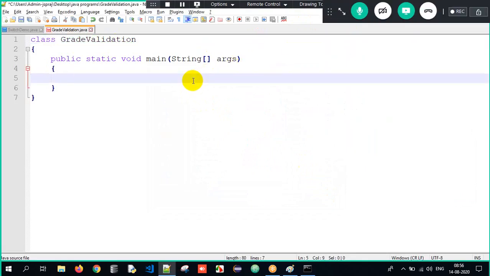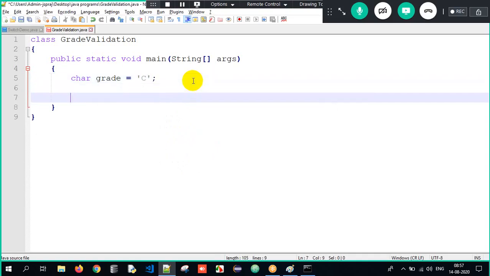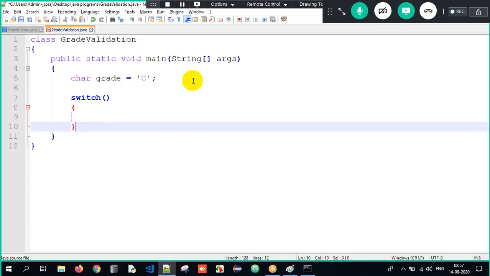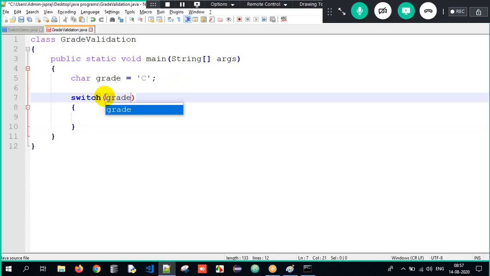Now I will take a variable. The variable is char. I'll take the variable name as grade equals C. What is the grade here? C grade. Now here I will write switch, open parenthesis, close, open curly braces, close. Got it? So to the switch here, I am passing the grade.